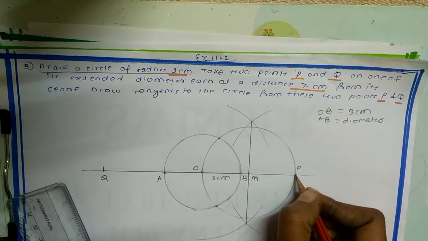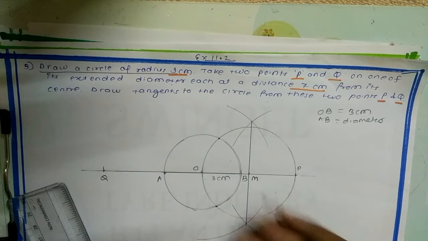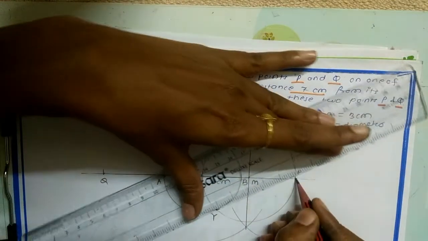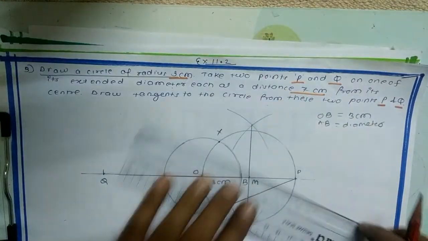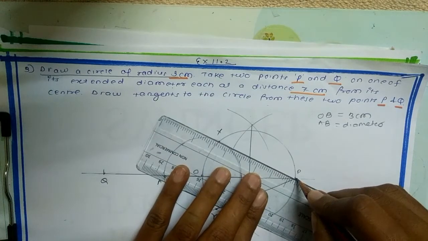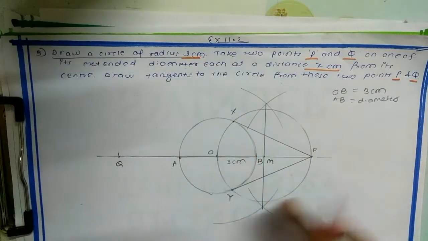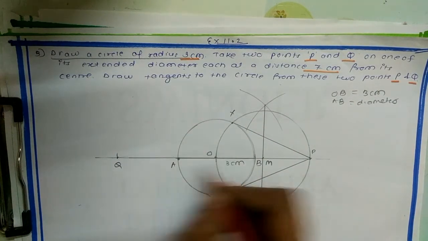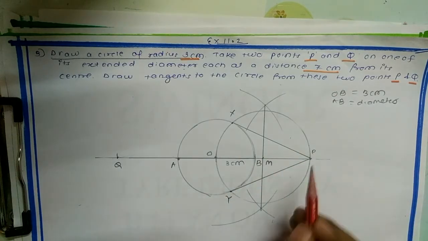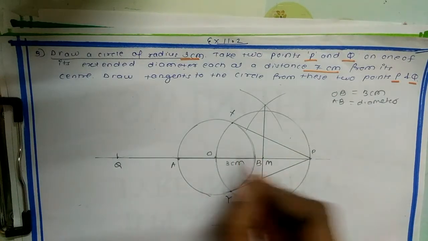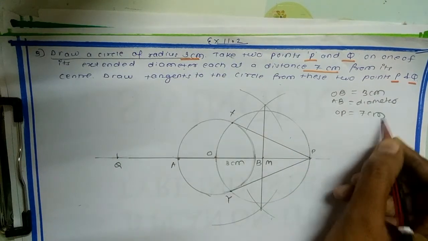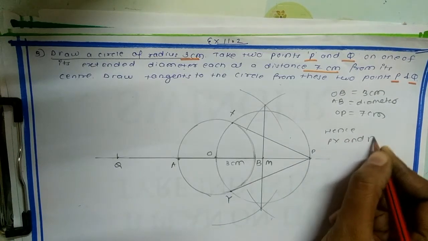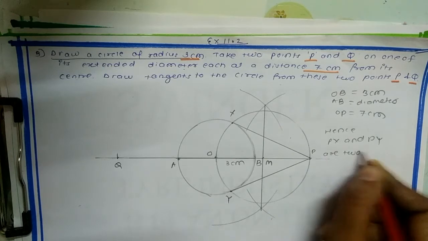So P and these 2 points you have to join. We will name this point as X and here Y. So join PX and PY. So PX and PY are the tangents to this circle from an external point P, which lies on the extended part of the diameter at 7 cm from the center. Here OP is 7 cm, and hence PX and PY are two tangents from point P.